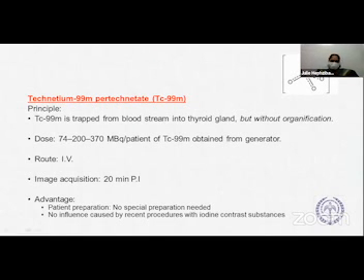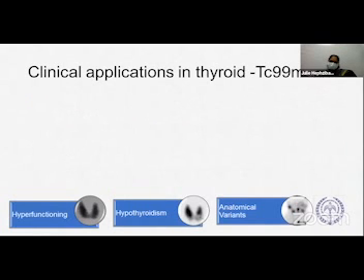So technetium is trapped from the bloodstream into thyroid gland, but does not undergo organification like iodine. The dose is about 2 millicurie for whole body scan, and it's given IV and it's acquired after 20 minutes. The advantage is that we don't have to have any special preparation that is required as compared to iodine, and it is not influenced by any recent procedures with iodine contrast substance.